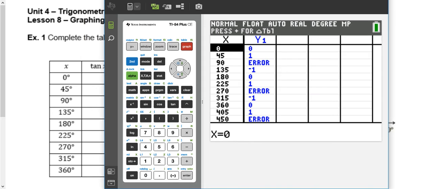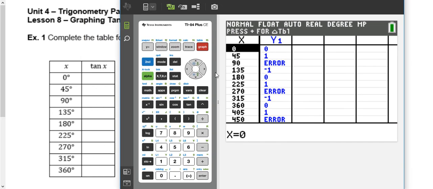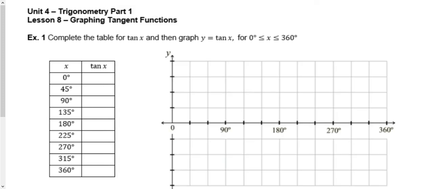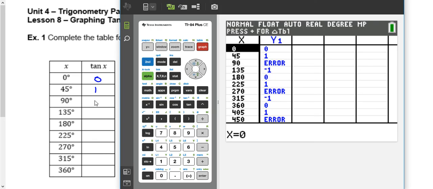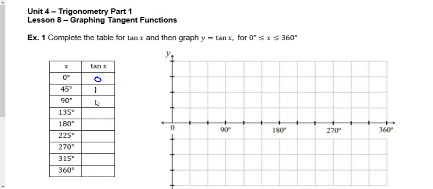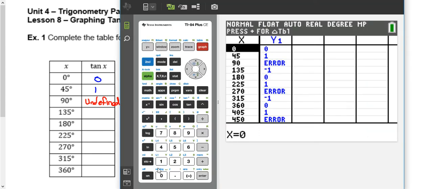So I'm just going to pull these values right off and fill in my chart here. So at 0 degrees, I'm at 0. At 45, I was at 1. At 90, let's take a look at our graphing calculator. At 90, it says error. An error on our graphing calculator means it is undefined. So I'm going to write 90 as undefined. Even though our calculator says error, you don't ever want to write down error. You do want to write down undefined. Let's write down all the other ones.